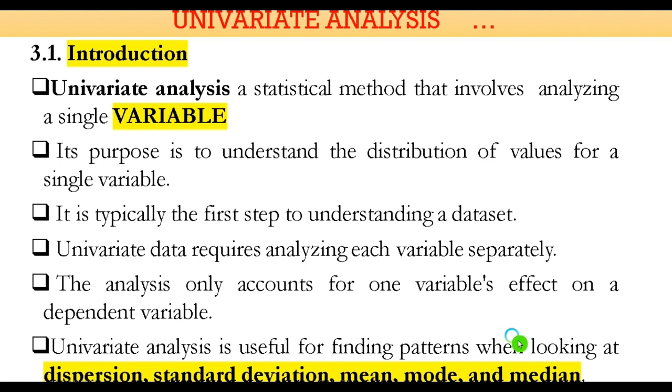Univariate analysis is a statistical method that involves analyzing a single variable. Its purpose is to understand the distribution of values for a single variable. It's typically the first step to understand the data set. Univariate data requires analyzing each variable separately. The analysis only accounts for one variable's effect on the dependent variable. Univariate analysis is useful for finding patterns when looking at Gaussian, standard deviation, mean, mode, and median.